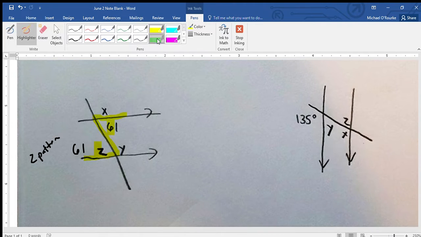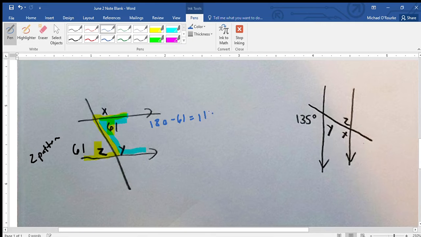Now, let's look for another pattern. This time, I notice that they're both inside here. They're both inside, so I'm going to use my C pattern. If I remember, a C pattern is 180, so I'm going to go 180 minus 61, which is going to equal 119. So right there is 119. That is C pattern.